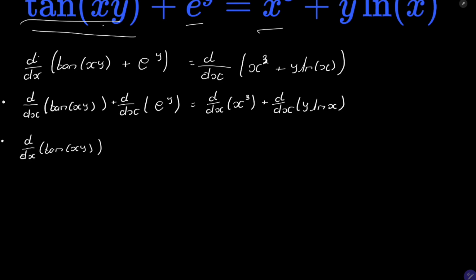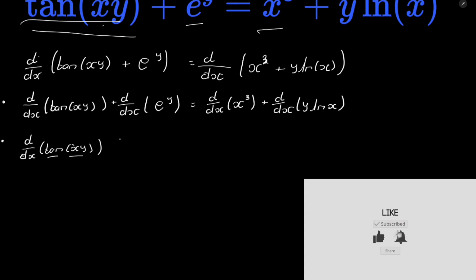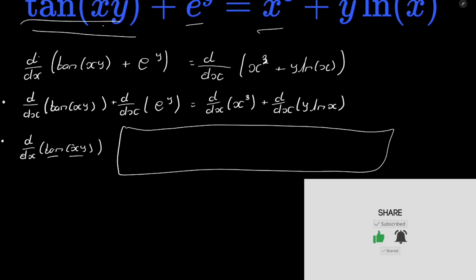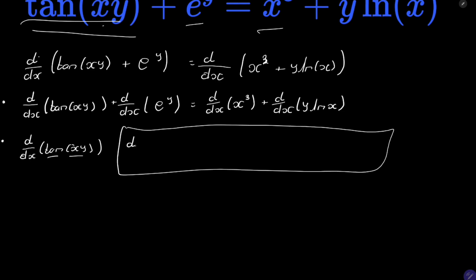So what's the first thing we notice? The first thing we observe is that this is a function of another function, with our inner function being xy and our outer function being the tan function. This already tells us that in order to differentiate this, we need to use the chain rule. But what does the chain rule tell us? The chain rule tells us that the derivative with respect to x of a function f of g of x is the same thing as f prime of g of x times g prime of x.